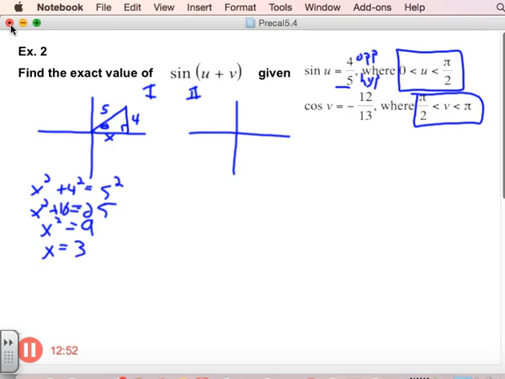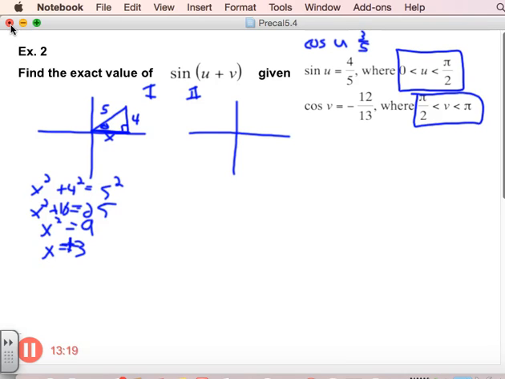Now, the important part is to know, is it positive or negative 3? Well, because we're in the first quadrant, we know the x coordinate right here, we go along the x-axis this way, it's got to be positive 3. So we're going to use the plus 3, not the minus 3. So for cosine, now we can say, what's the cosine of u? Well, the cosine of u is adjacent, 3 over 5.